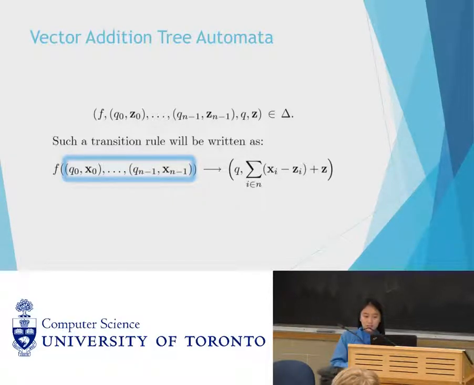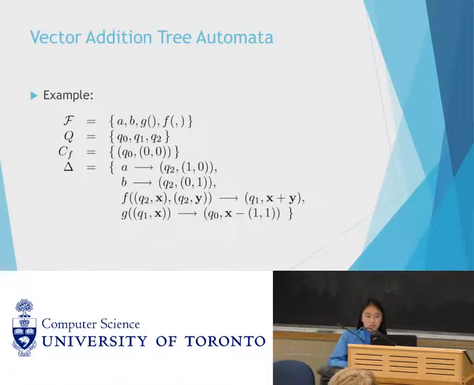Here is an example of a vector addition tree automaton. We think we can use the method for general vector addition systems to prove the reachability problem for vector addition tree automaton, but we are not sure, so we are still working on it.